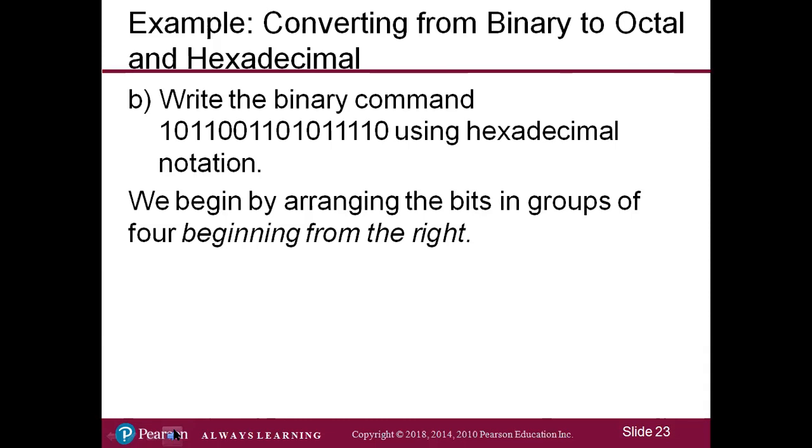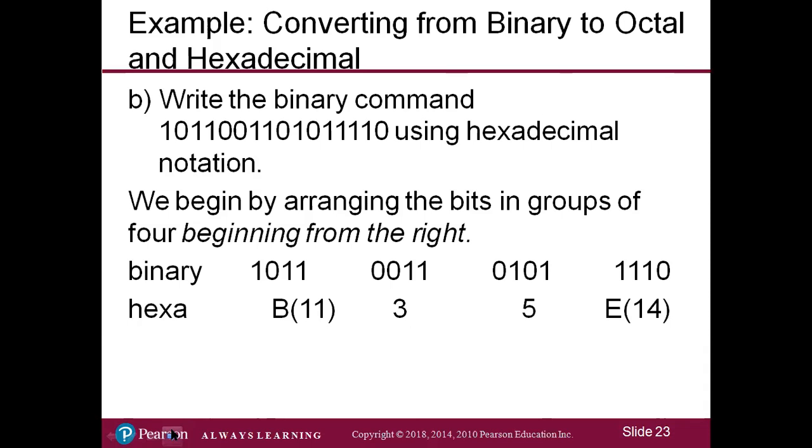Write the binary number 101100110110111110 using hexadecimal notation. We begin by arranging the bits into groups of 4, beginning from the right. So now we can get to a 16, not an 8, right? So we're going to arrange the bits in groups of 4 beginning from the right, giving ourselves groups of 1110, 0101, 0011, and 1011, reading from right to left.